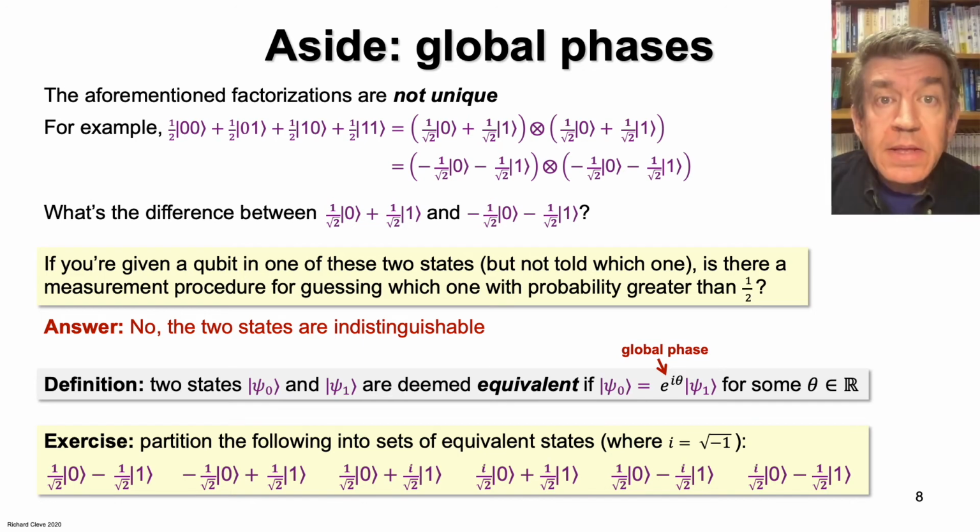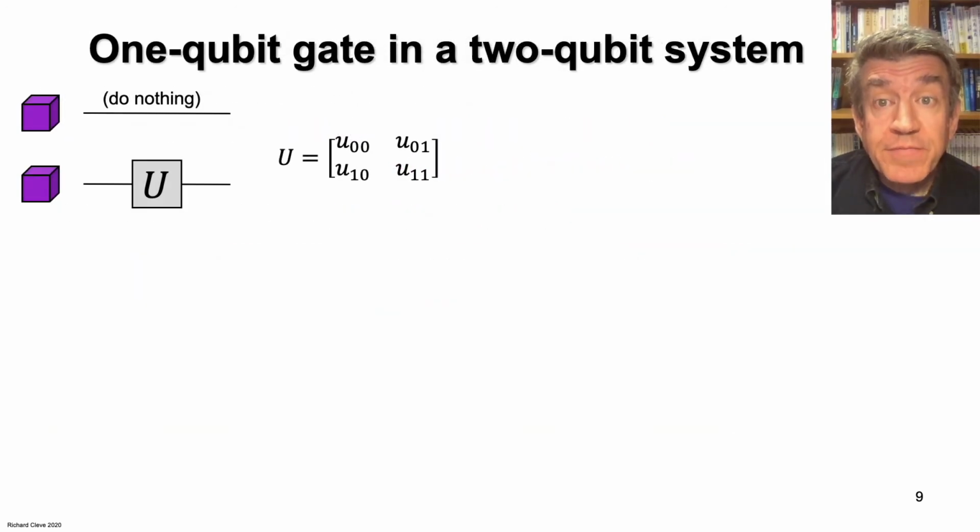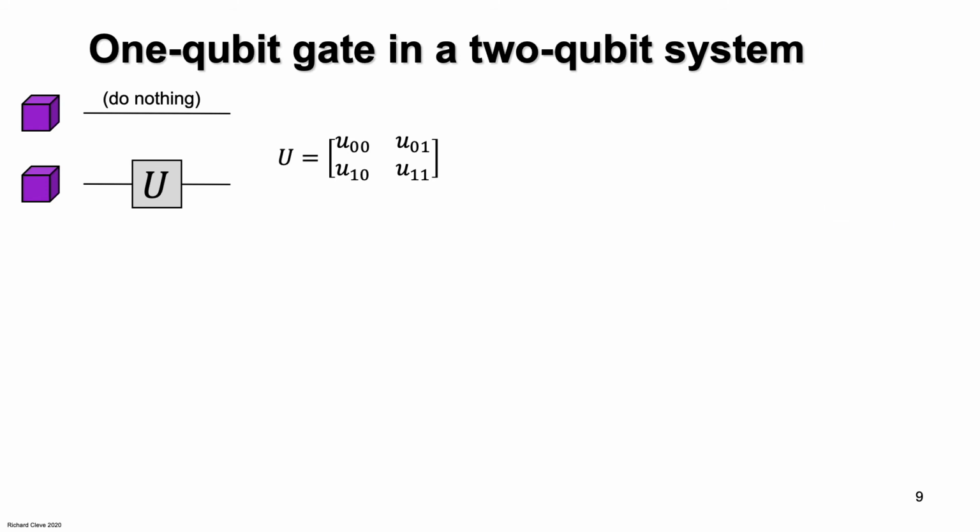Now, let's consider the matter of the scope of unitary operations. Suppose that there are 2 qubits and we want to apply a 1-qubit unitary to the second qubit and do nothing to the first qubit. U is a 2x2 matrix. Is there a 4x4 matrix acting on the 2-qubit system that expresses this?